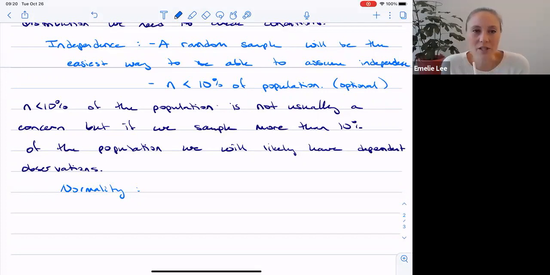If we know the population proportion, then we can find the expected number of successes and failures, right? Regardless of the sample size.